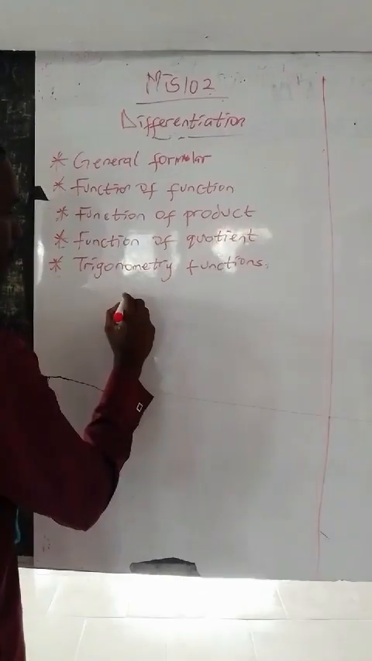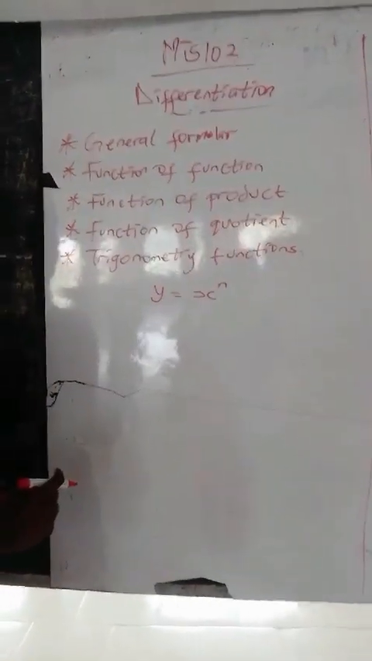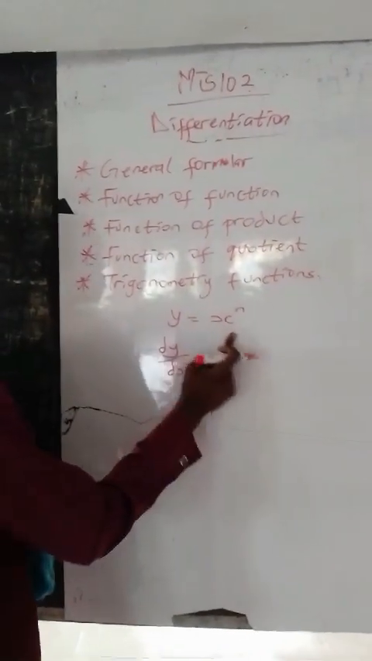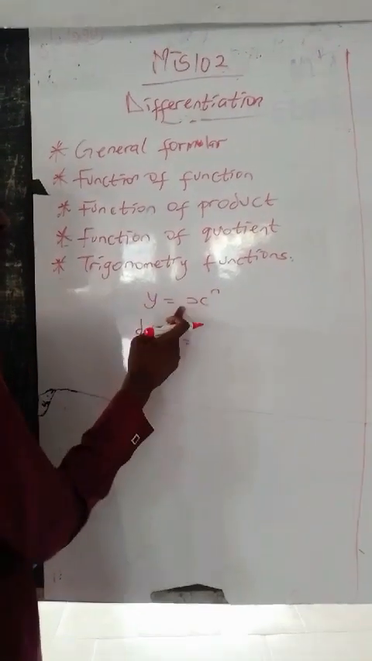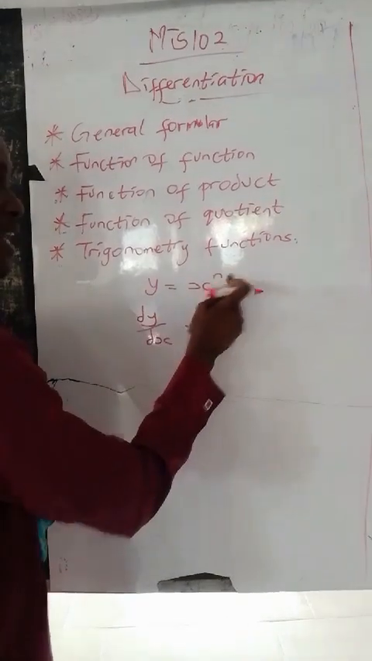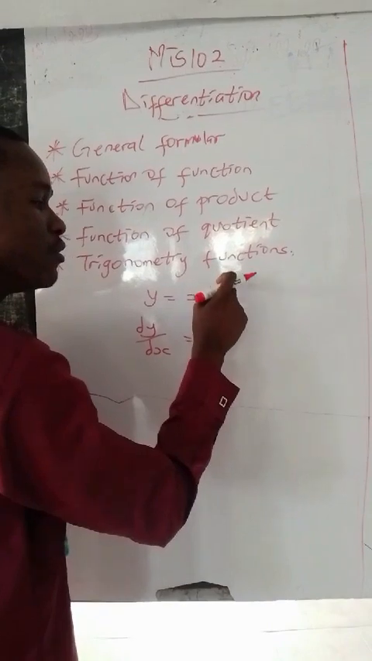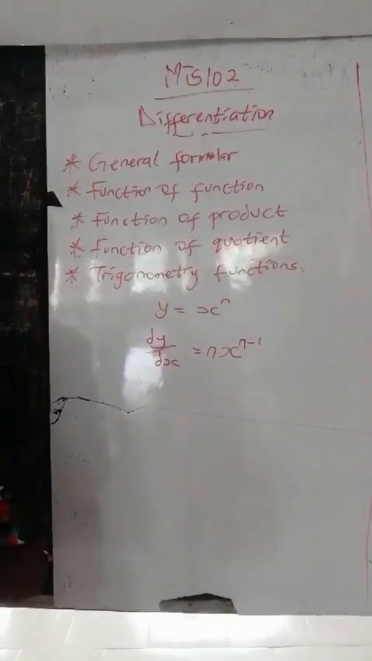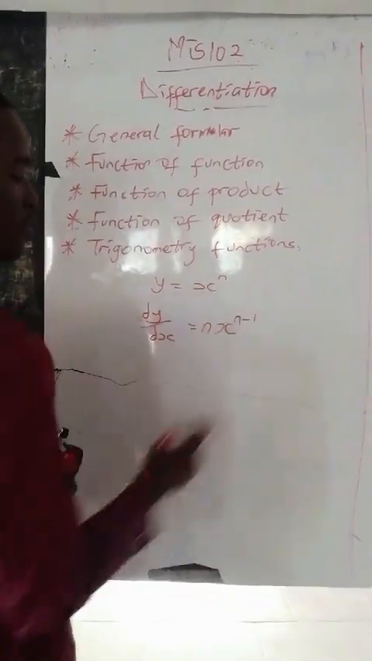Let's assume the question is y equals x raised to power n. To get the differentiation of this, that is y with respect to x, that is going to be the power multiplied by the coefficient of x here. And what is the coefficient of x? 1. That will be n times 1, which is n. Then for x, you subtract 1 from the power as well. That's nx raised to power n minus 1.